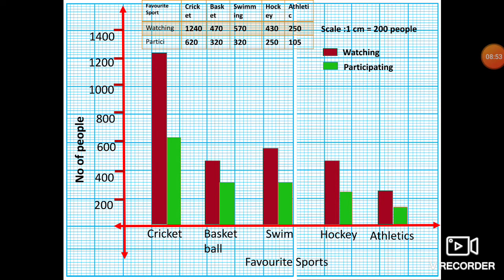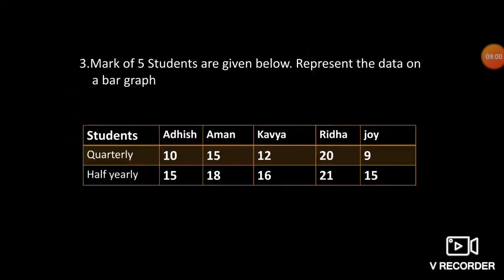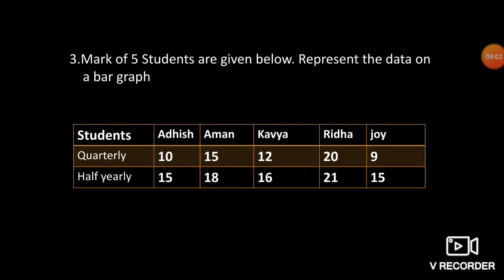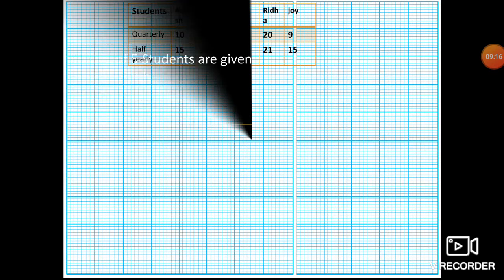So this is the method of constructing a double bar graph. We have one more question. Let's see the last question. Marks of 5 students are given below. Represent the data on a bar graph. We have to see the 5 students' marks in the quarterly exam and half yearly exam. Let's move to the construction.